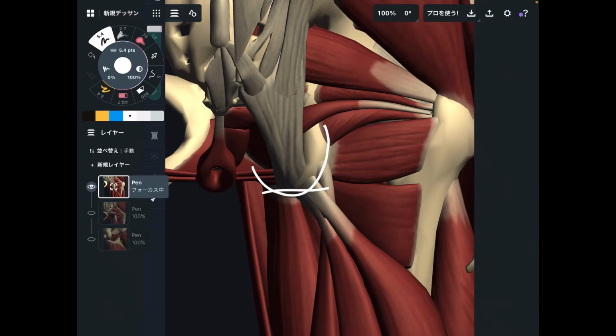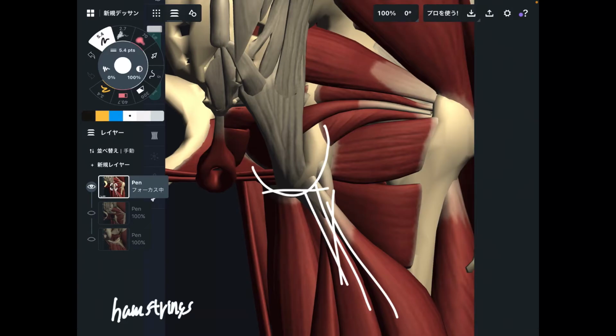The first muscle group I'm going to talk about is the hamstrings. There are 3 muscles in the hamstrings, and I want to focus on 2 muscles in this video. This one goes lateral and this one goes medial. The blue one is biceps femoris, and the yellow one is semitendinosus.